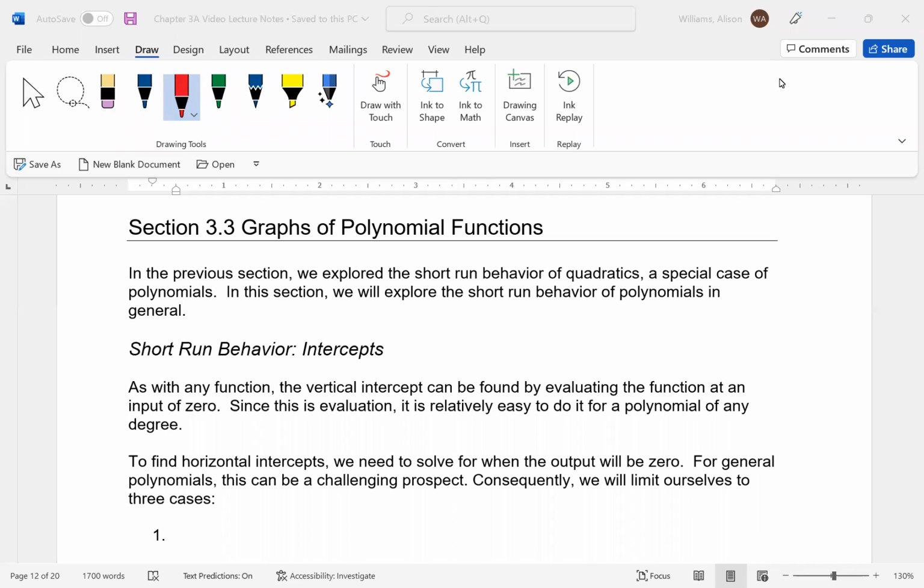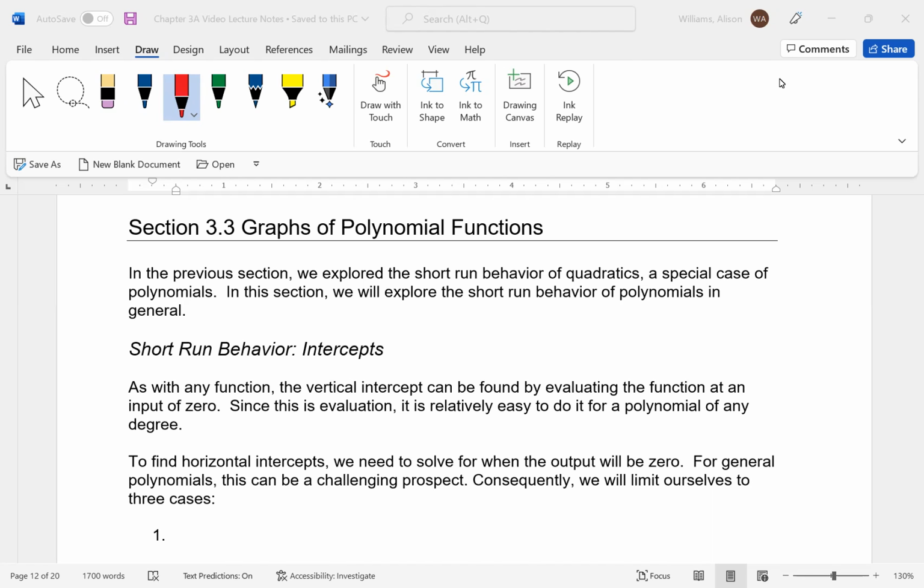In this video, we're going to look at graphs of polynomial functions. So previously, we've talked about graphs of quadratic functions. And what we're going to do is extend what we talked about there to polynomials. So first thing we're going to do is talk about the intercepts.